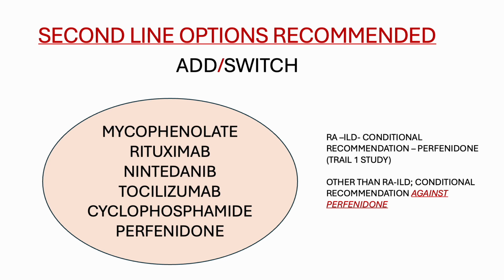So, what are the options here for RA-ILD? For RA-ILD, the options are mycophenolate if already not given, rituximab, antifibrotics, nintedanib, pirfenidone, tocilizumab, and cyclophosphamide. And as I said, from the TRAIL 1 study, the first RCT published, pirfenidone is recommended in RA-ILD conditionally, while in all others it is not.